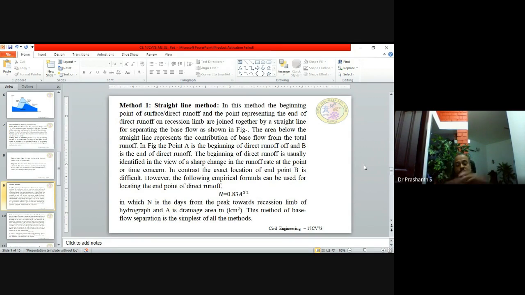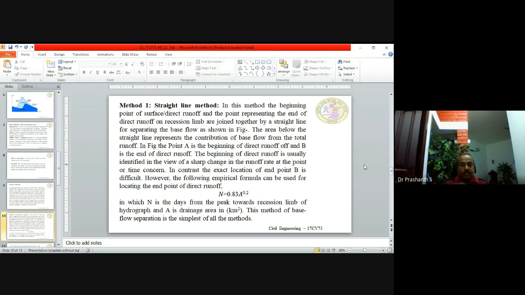So how is base flow separation done? There are a number of methods. The important methods are method 1, which is called the straight line method. Let's see how they do the base flow separation. In the straight line method, the beginning point of surface or direct runoff and the point representing the end of the direct runoff on the recession limb are joined together by just a straight line.